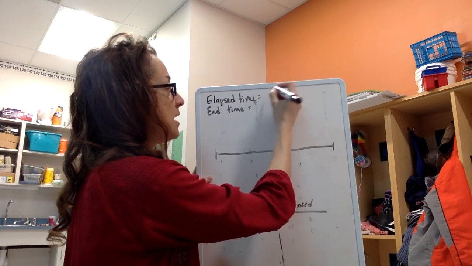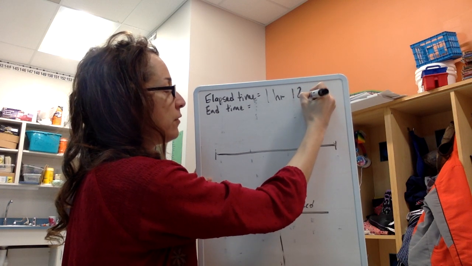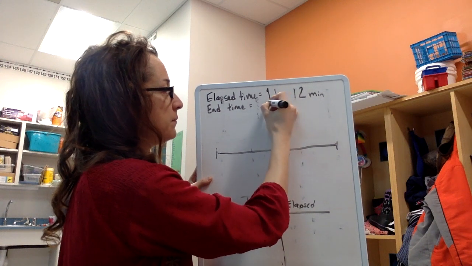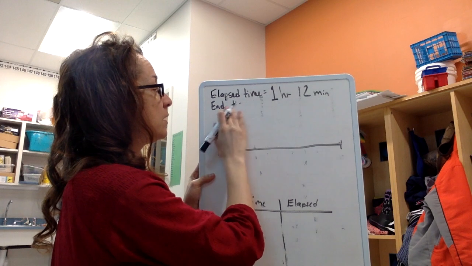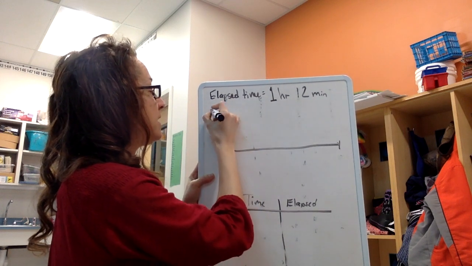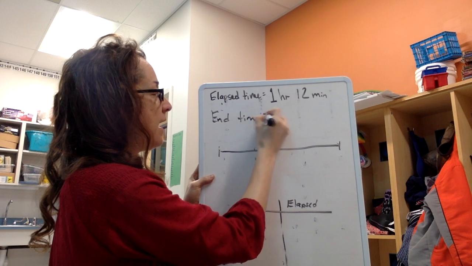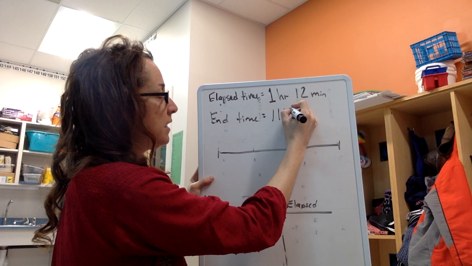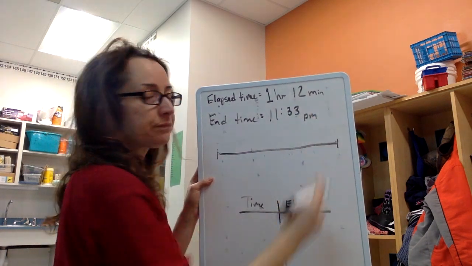So my elapsed time is going to be 1 hour and 12 minutes. So that's my elapsed time, the amount of time that went by. And my end time, I'm going to move this so I have a little bit more space. So my end time is going to be, let's say, 11:33. And I'm going to say p.m.